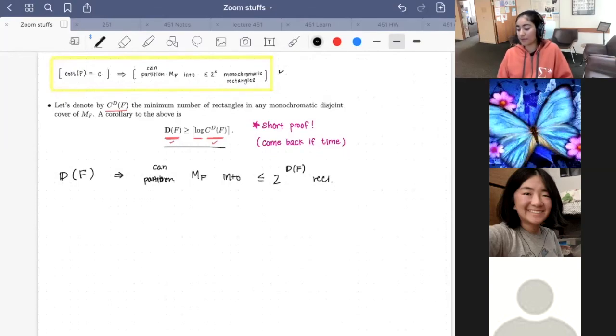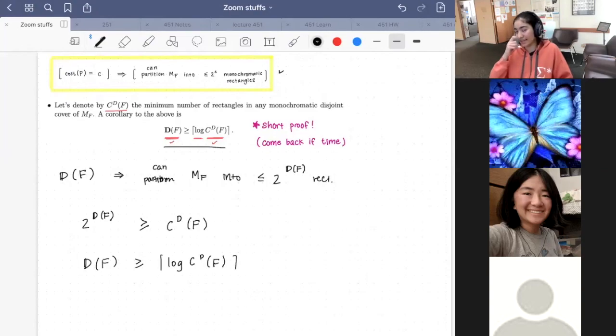And if we can partition it into less than or equal to 2 to the D(f) rectangles, well, we know that this is definitely less than or equal to the minimum number of rectangles, because it's just some partition. Any partition is going to be greater than or equal to the minimum number. And then we can just take the log on both sides. Yeah. So that just is what gives us a nice connection between the complexity and the minimum rectangle cover. Cool. So that was all the problems I have for you guys today.